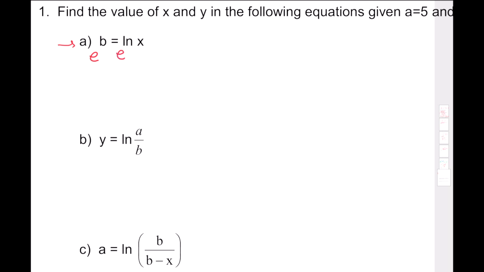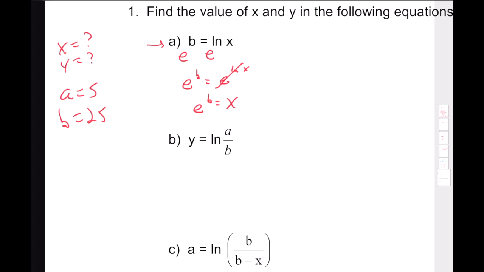So I'll take e to the b, and I'll set that equal to e to the ln of x, natural log of x. Here's what that looks like. e to the b equals e to the natural log of x. e to the natural log of something gives you the something. It definitely cancels out. So that leaves us with e to the b equals x.